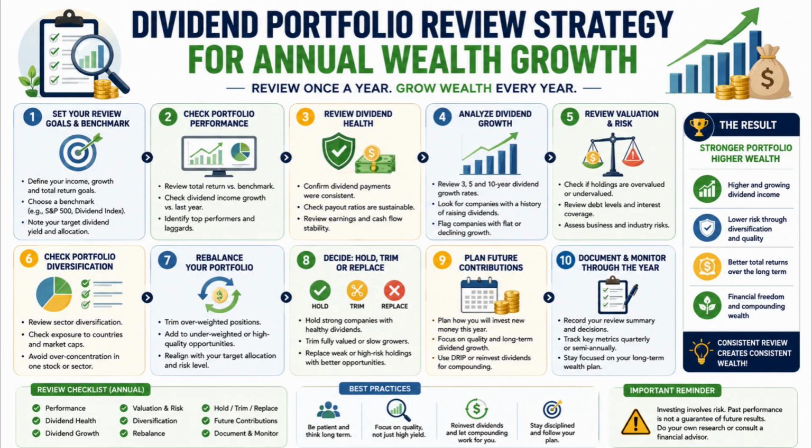Then, analyze dividend growth. Review the company's 3-year, 5-year, and 10-year dividend growth history. Look for businesses that have regularly increased their payments, while carefully examining companies with flat, irregular, or declining dividends.